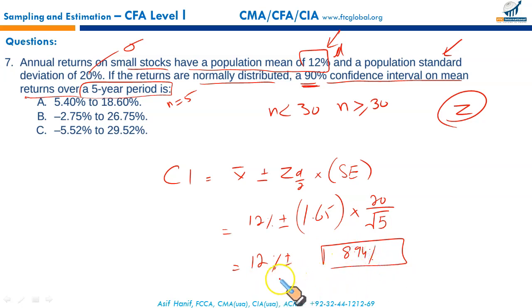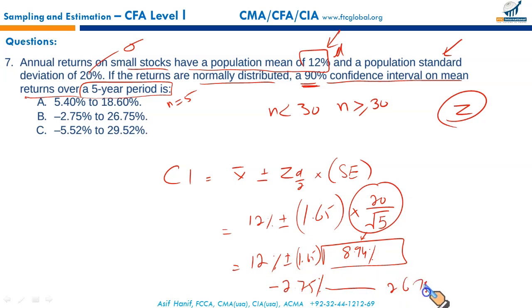And a simplification would give you a negative number, this one is basically 8.94% times 1.65. So it means you will have a larger negative number. So it means negative 2.75% to 26.75%. We've done many questions like these. So it means we're 90% sure that our true population parameter will fall within this range. And that is B.